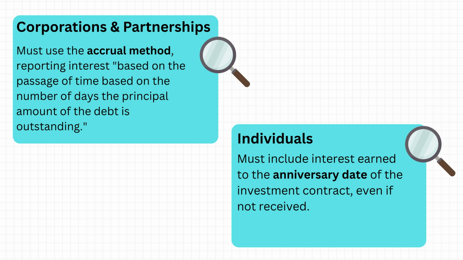Individuals have a slightly different rule. You need to report interest earned up to the anniversary date of your investment. Quick example. Let's say you invested in a bond on April 1st, 2024. The anniversary date is March 31st, 2025. By that date, all the interest you've earned must be included in your income, even if you haven't collected the cash. And if you have received interest payments during the year, those also need to be included, unless you already taxed them in a prior year. So in short, if the money has accrued, the CRA wants it reported.